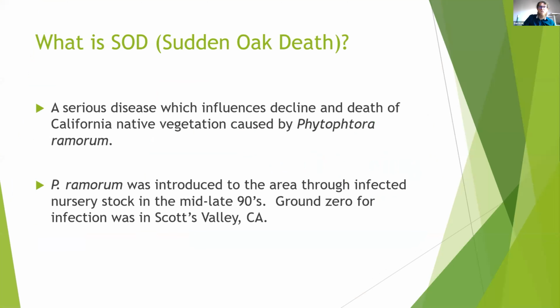So sudden oak death, what is it? It's a serious disease that affects oaks in California, which is caused by the pathogen Phytophthora ramorum. Phytophthora ramorum is originally from Vietnam and Southeast Asia and was introduced to the area in the mid-90s through infected nursery stock. Ground zero was, unfortunately, Scotts Valley.